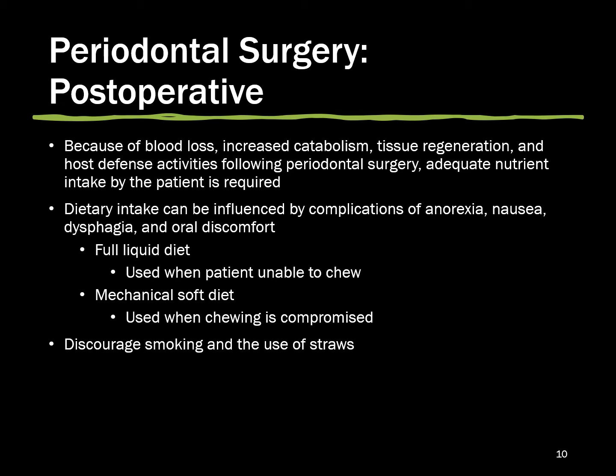Dietary intake can be influenced by complications like anorexia, nausea, dysphagia, and oral discomfort. They're probably going to be uncomfortable orally, so that one's kind of a given. Because of this, we may need to adjust them to either a full liquid diet or a mechanical soft diet. Your book has the examples of a full liquid diet and a mechanical soft diet on pages 372 and 373.